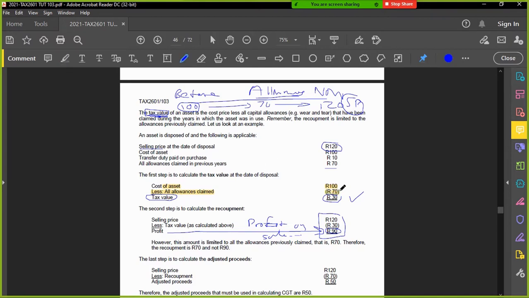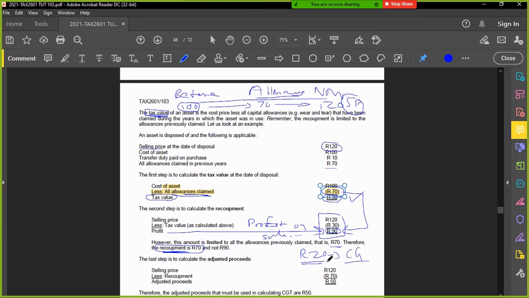Do you see that if I'm looking at this, 70 is capital allowances that were granted by the taxman to the taxpayer over the life of the asset? Does that make sense? Yes. Okay, so this 70 is going to be treated as a recoupment. Recoupment means to take back those allowances that they gave you. And then the additional 20 is the capital gain. Do you see that?